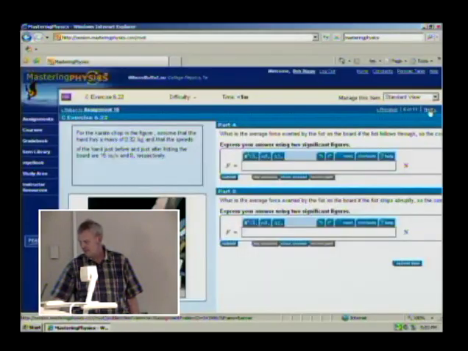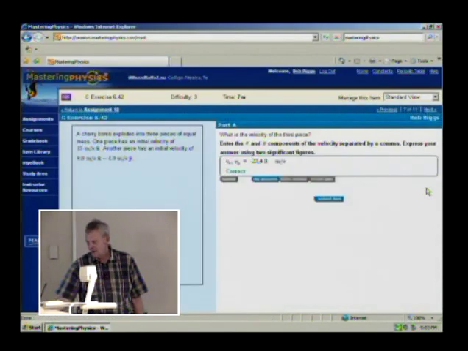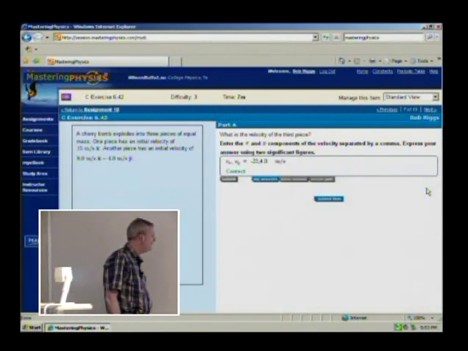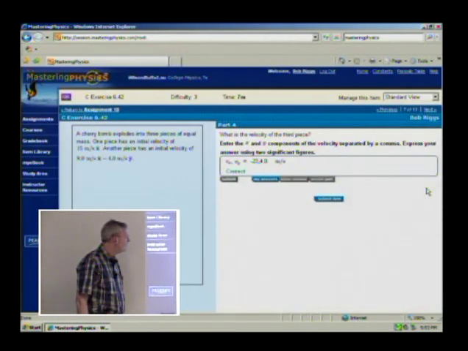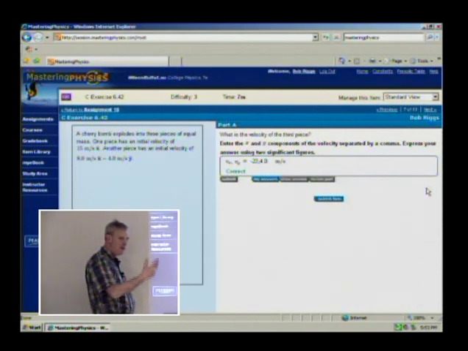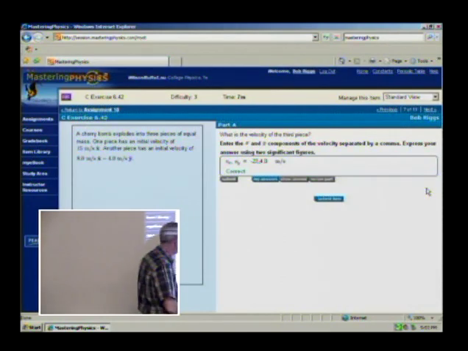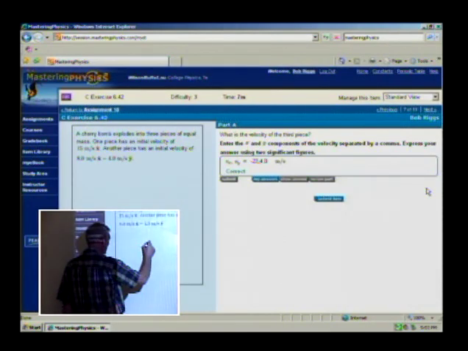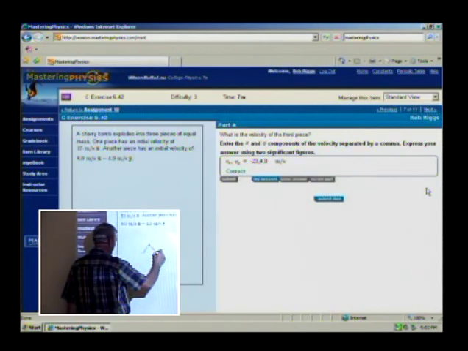All right. 7. Oh, I love this problem. Oops. I already gave the correct answer to mine. Sorry. But this is a lot like the fourth part of the second problem on your first test, adding vectors. All right, so we've got a cherry bomb. It explodes into 3 pieces of equal mass.